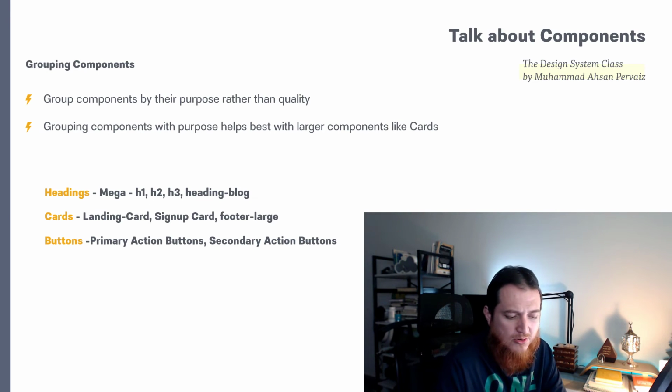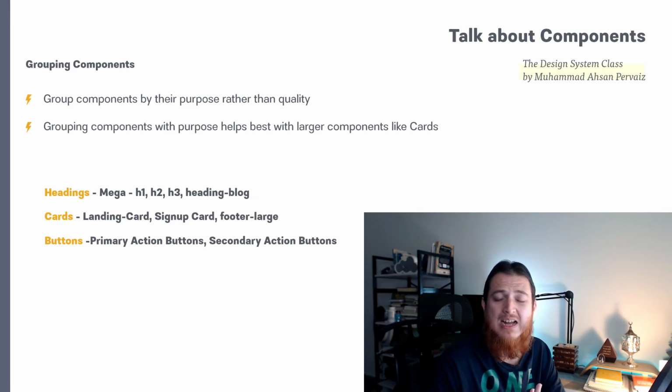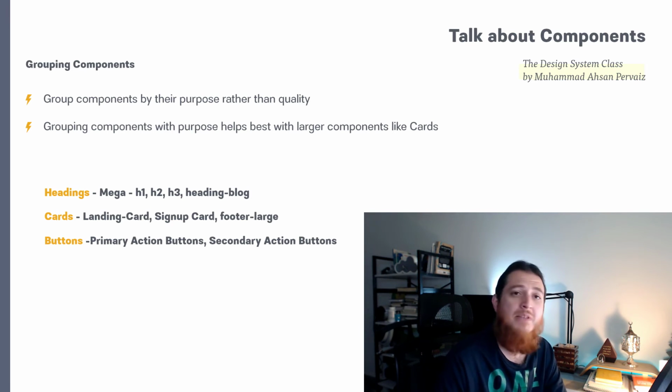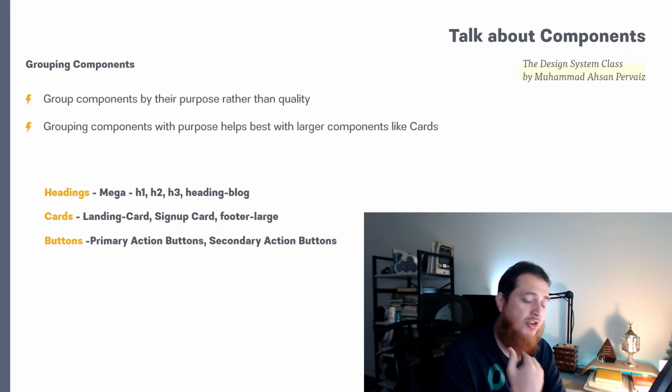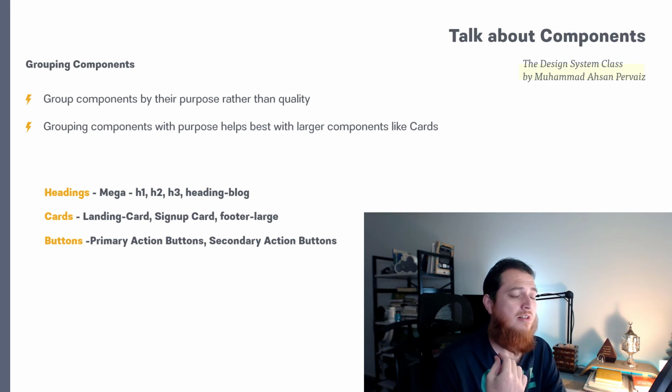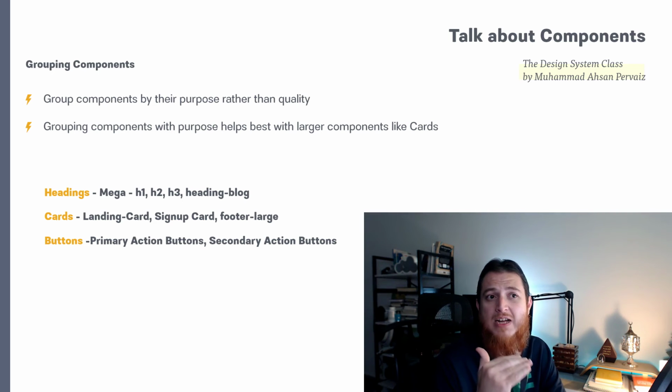Third is buttons. So never name your buttons like blue button, red button, green button. That doesn't tell the story of a purpose. So you have to name them primary action buttons, secondary action buttons, or drop down buttons, or you can also call them checkout buttons or checkout page buttons, something like that. That is going to show the purpose of that button.